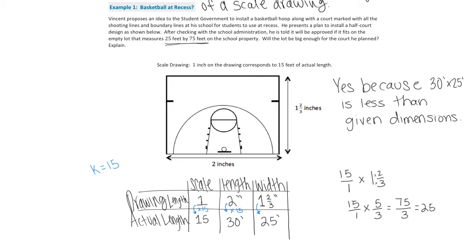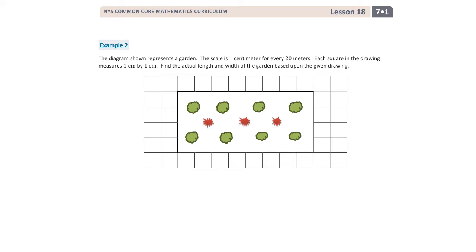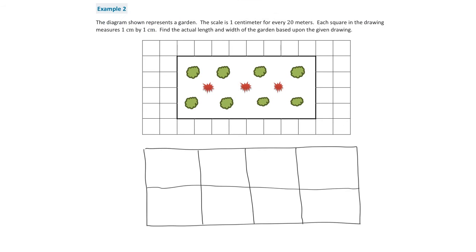Let's move on to example 2. Example 2. The diagram shown represents a garden. The scale is 1 centimeter for every 20 meters. Each square in the drawing measures 1 centimeter by 1 centimeter. Find the actual length and width of the garden based upon the given drawing. Go ahead, pause the video, and create the table below that I have made.